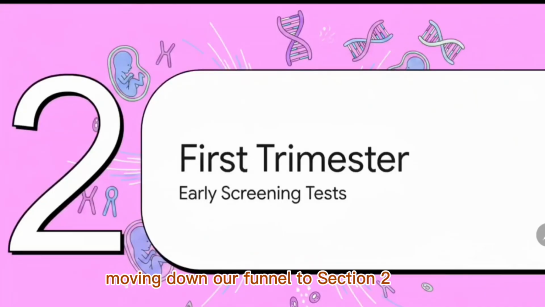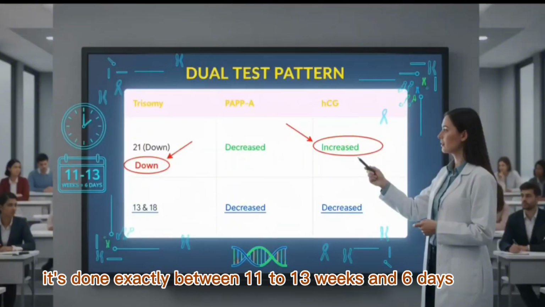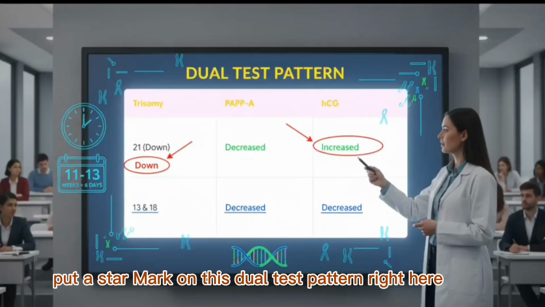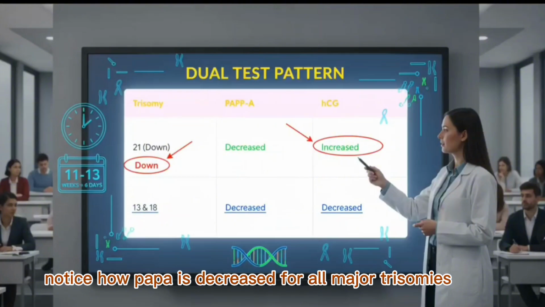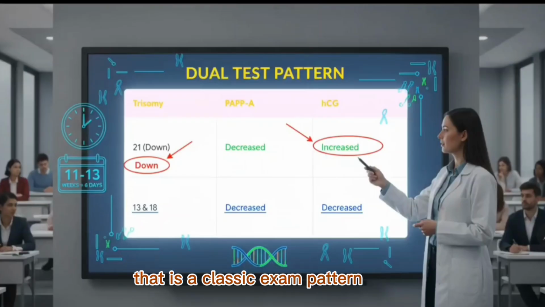Moving down our funnel to Section 2, let's look at first trimester screening. The timing for this is absolutely crucial. It's done exactly between 11 to 13 weeks and 6 days period of gestation, or POG. Put a star mark on this dual test pattern right here. Notice how PAPP-A is decreased for all major trisomies, but look at β-hCG. It is exclusively elevated in Down syndrome. That is a classic exam pattern.